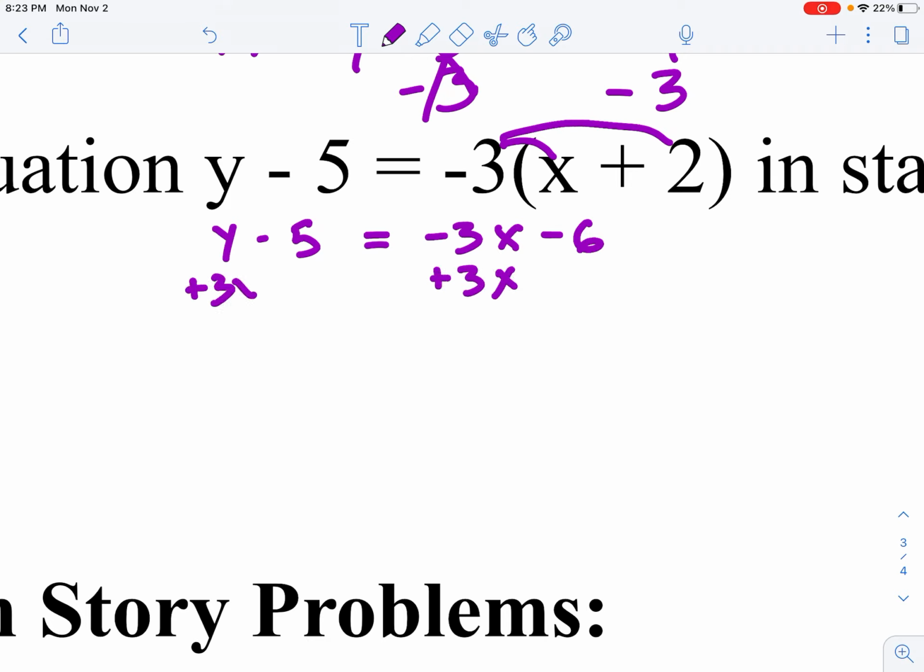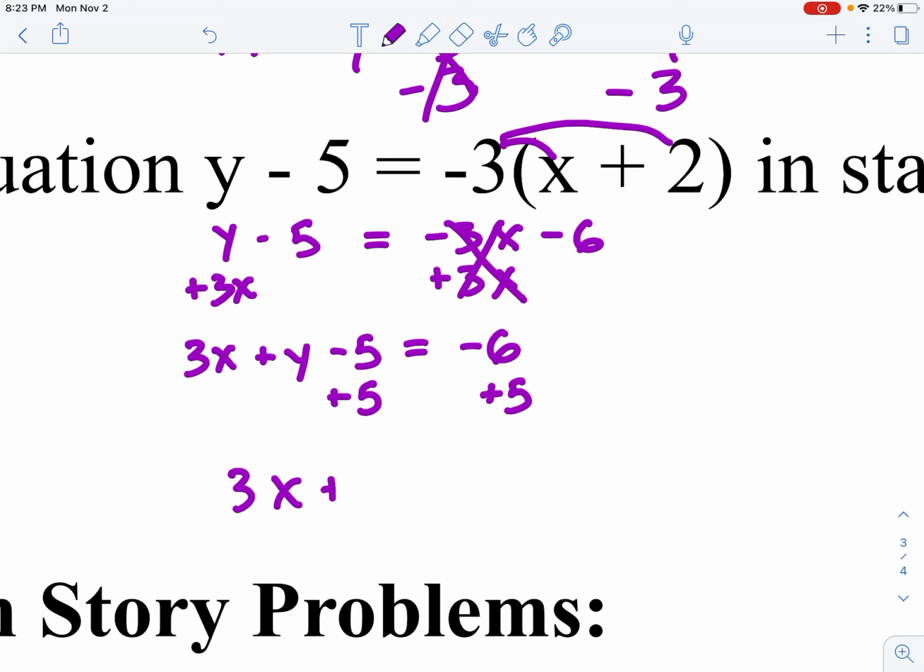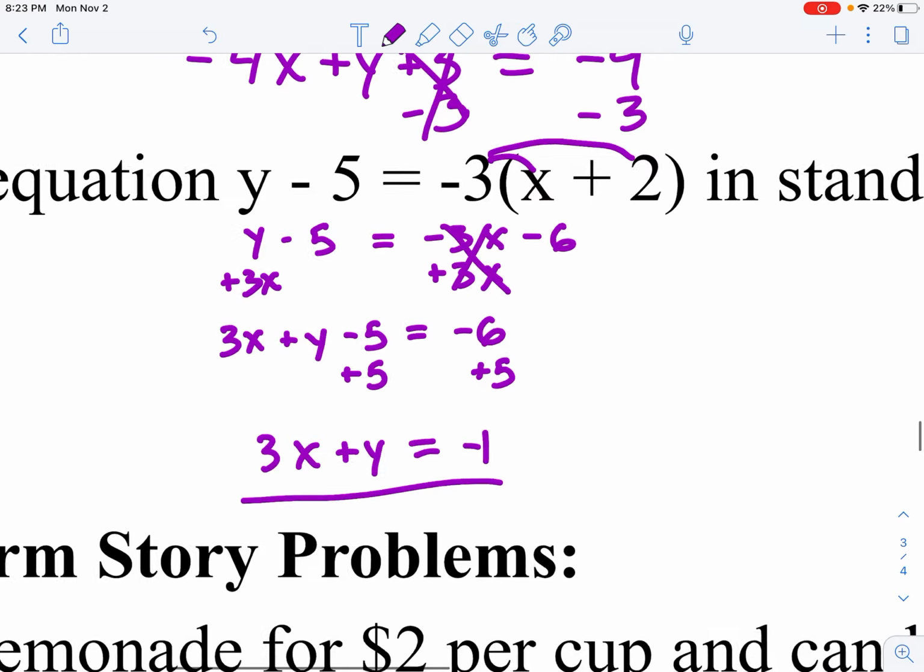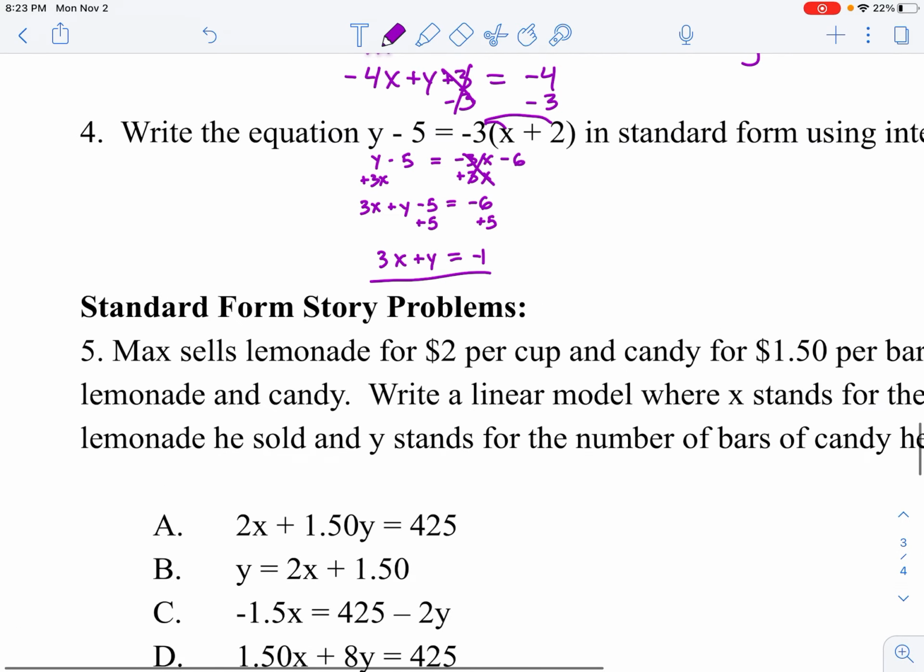Then we can add the 3x over. So we'll have a 3x, a y, and a negative 5 over there. These cancel out. We'll be left with negative 6. We can add the 5 over. So we're left with 3x plus y equals negative 1. So what we're really doing here is just moving these things around to make them look like what we need. So that one is in standard form now.